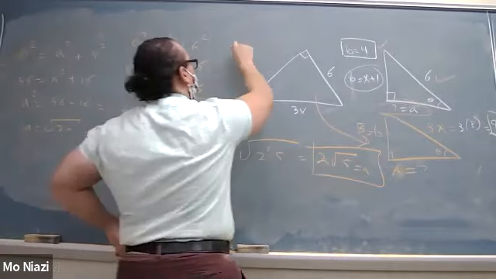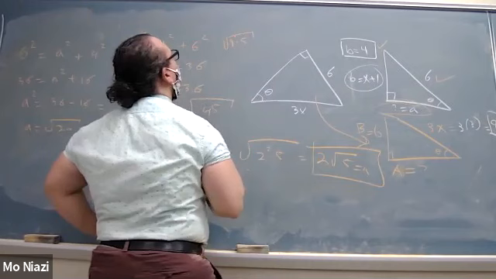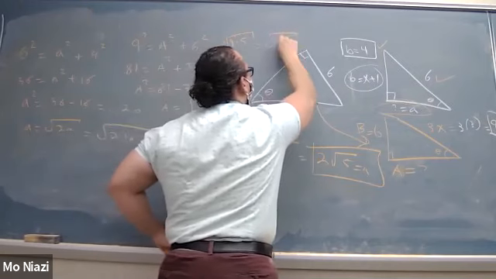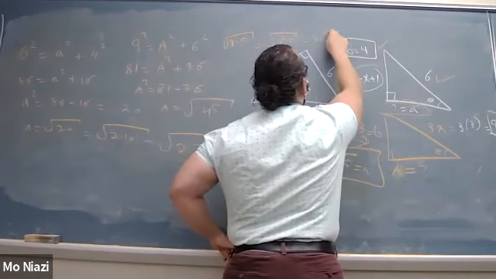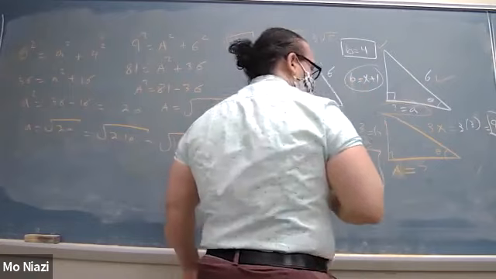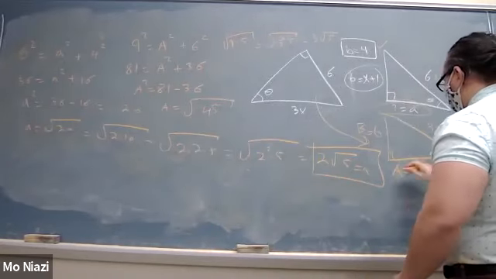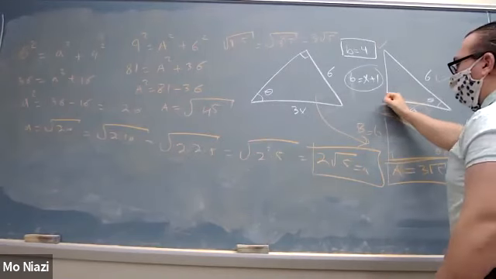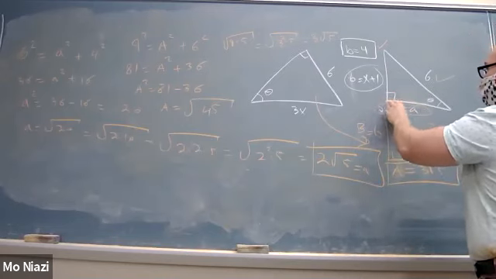45 is 9 times 5. Right? So 9 is really 3 squared. So when I distribute the radical, I get 3 root 5. So A is equal to 3 root 5. And this a is equal to 2 root 5. We found that earlier.